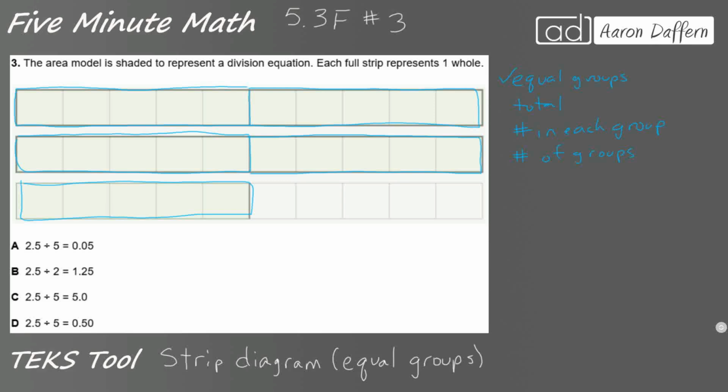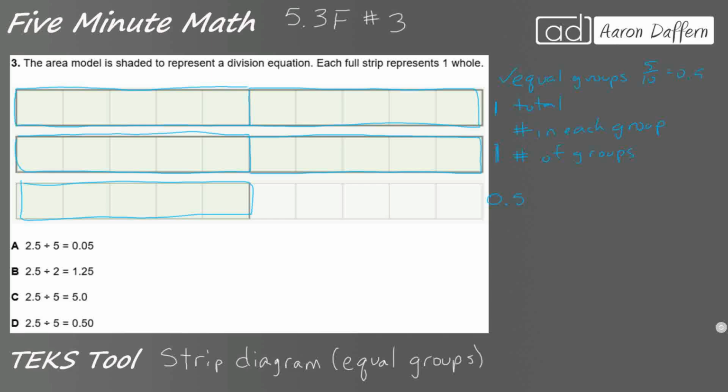So 5 tenths. We could look at it as a fraction, but since it's tenths, let's also look at it as a decimal. Now, we could also note that we have a total. Each full strip represents one whole. I've got one whole right here, one whole right here, and then I don't have a whole on that last one. I've got half of it. So I've got 0.5. Now 0.5 is 5 tenths, but 5 tenths simplifies down to 1/2.